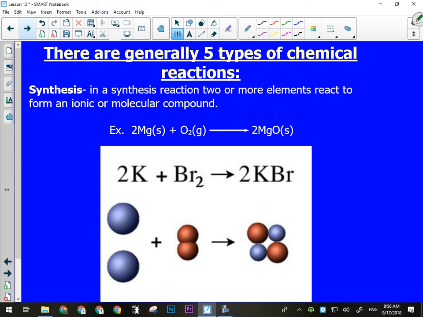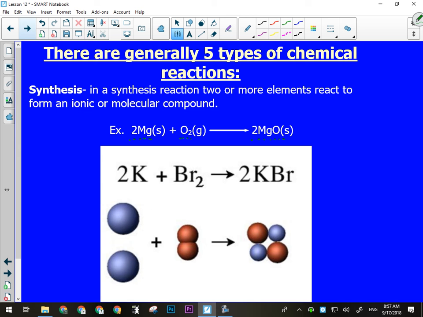Okay. So this first one here would be an example, right? I would have 2 magnesium atoms reacting with 1 molecule of oxygen to produce 2 molecules of magnesium oxide. Do I have the same number of oxygens on both sides? I've got how many oxygen atoms here? 2. How many over here? 2. Okay. How many magnesiums? 2 and 2. All right.